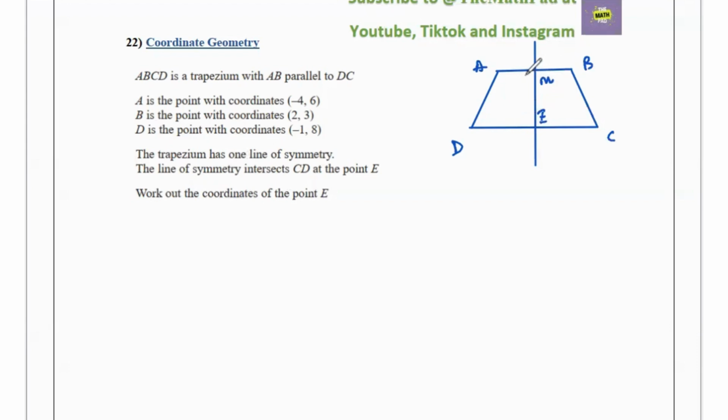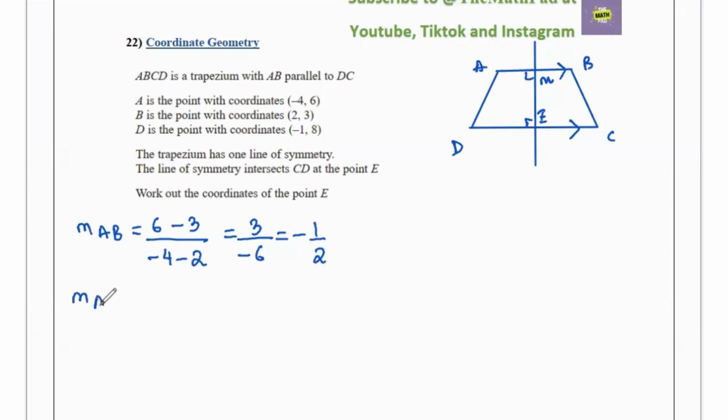So the line of symmetry is obviously going to be perpendicular to the lines AB and DC, and AB and DC are given as parallel lines, which means we'll be using the concept of parallel lines and perpendicular lines in this question. If two lines are parallel, that means they have the same gradient. So let's find the gradient of AB first. That's going to be 6 minus 3 over negative 4 minus 2. 6 minus 3 is 3. Negative 4 minus 2 is negative 6. That equals negative 1 over 2. So the gradient of AB is the same as the gradient of CD, which is negative 1 over 2.